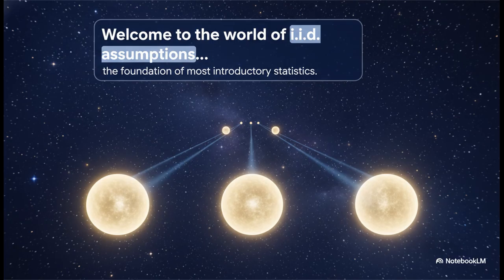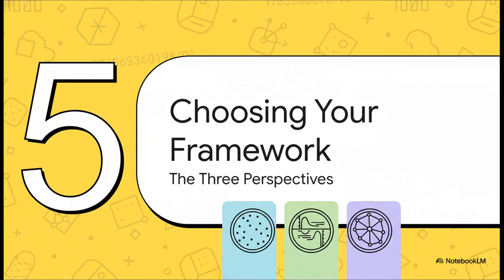You've probably heard that term before. It stands for independent and identically distributed. It's the absolute foundation of most intro stats. And this framework basically pretends that correction factor isn't even there. And what does that mean? It means it's assuming you're sampling from an infinitely large population, where every single draw is a totally fresh, independent event.